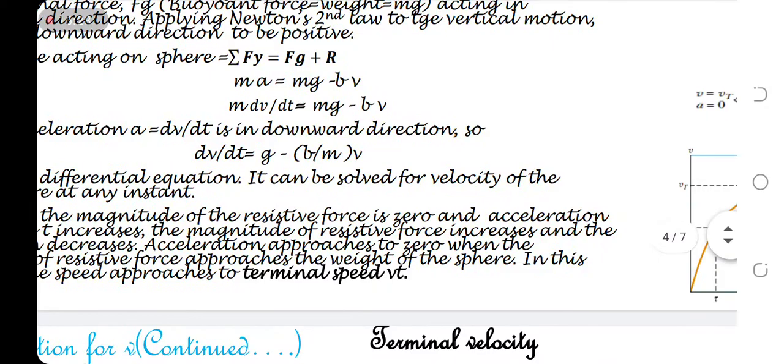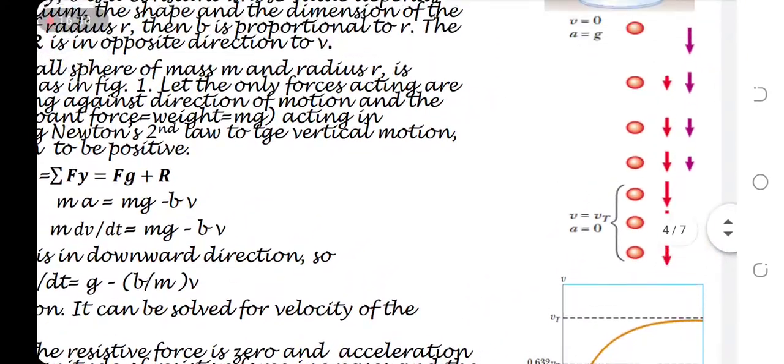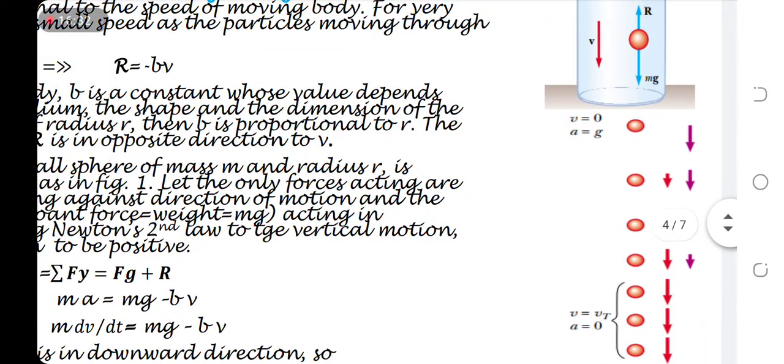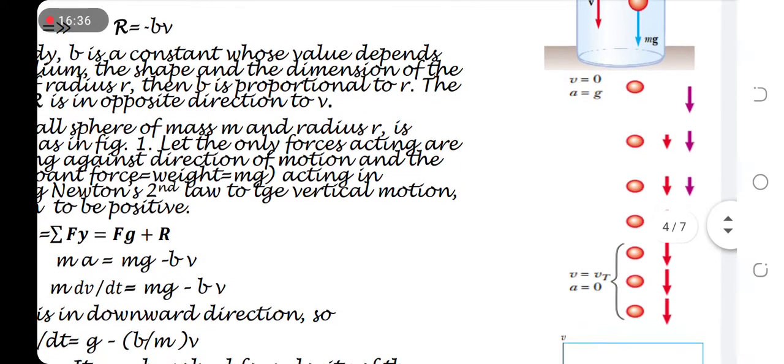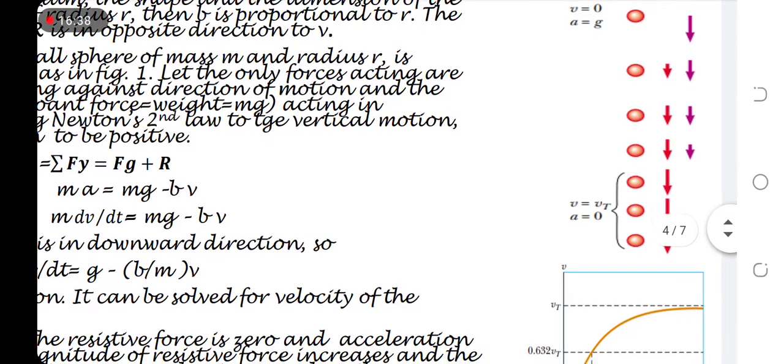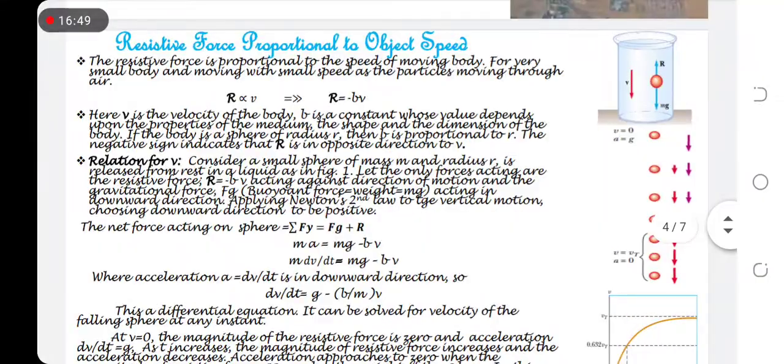It means that velocity is going to change. At the highest point velocity is 0, as it moves downward the velocity increases, but at some instant it becomes constant. When acceleration becomes 0, velocity becomes constant, and this velocity is called the terminal velocity.